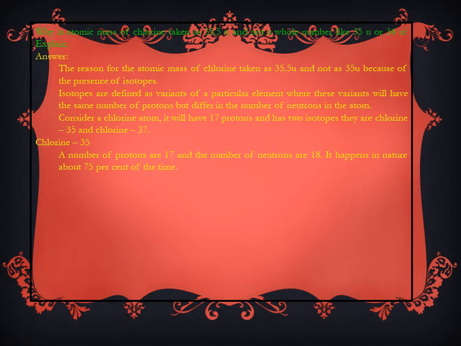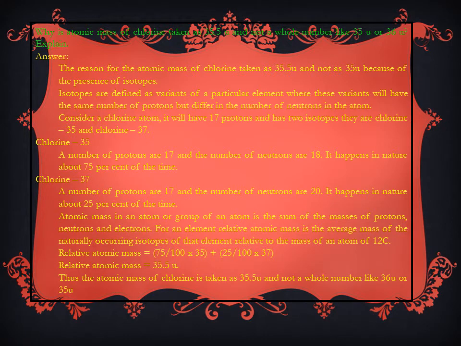It occurs in nature about 75% of the time. That means chlorine 35 is found about 75% of the time in nature. Chlorine 37: the number of protons is 17 but the number of neutrons is 20. It occurs in nature about 25% of the time. That means chlorine 37 isotopes are found in nature about 25% of the time.